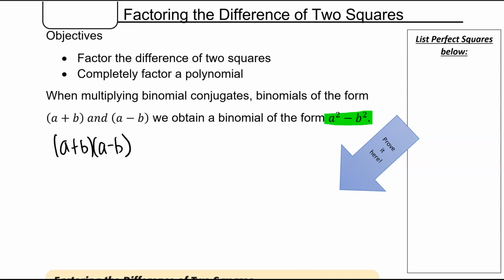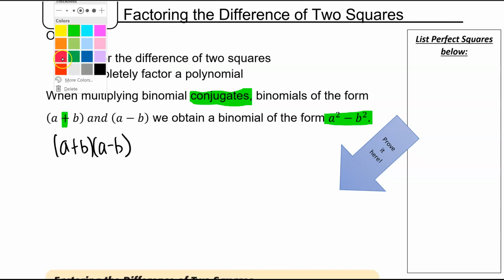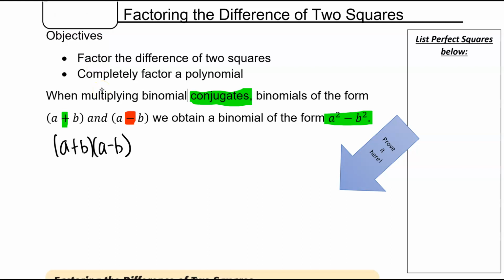So how is that? Well, this is a binomial times a binomial. And also, when it says conjugate, it's saying that one of these signs is a plus and one of the signs is a minus. But everything else, the a and the b, are the same, but the signs are different. When that happens, the following will happen every time.